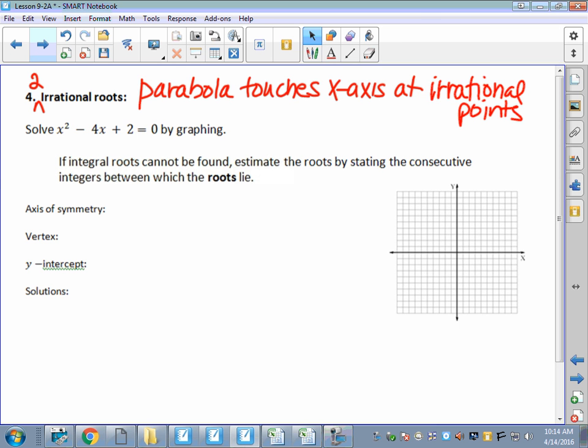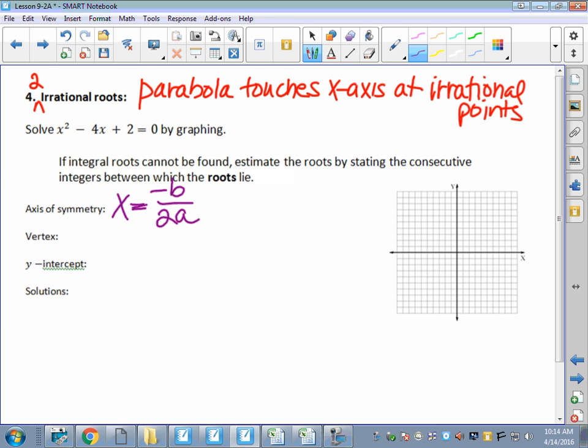So notice I have the equation x squared minus 4x plus 2 equals 0. Solve that by graphing. If integral roots cannot be found, estimate the roots. So let's do this one. So first of all, axis of symmetry. Everybody remembers how to find the axis of symmetry, right? X equals negative b over 2a. If you don't know that by now, we're in big trouble.